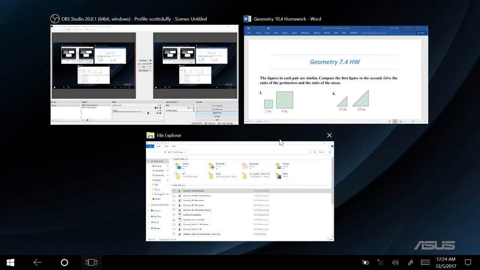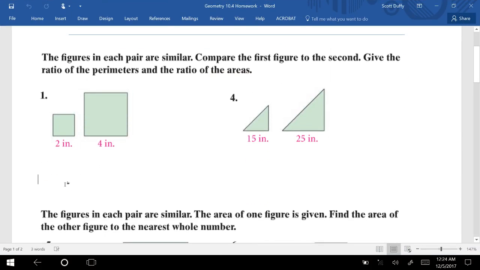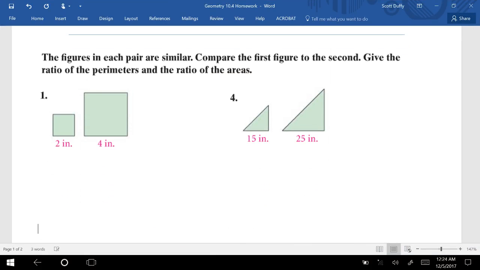Alright guys, so I'm going to do 7.4 homework for you and explain what I'm doing. This is just to help you guys, so this might be choppy. This wasn't planned out. This is just me doing the homework and showing you guys how to do it.